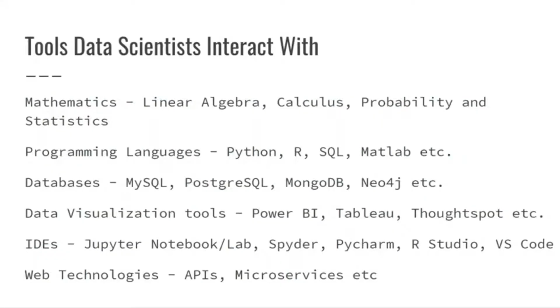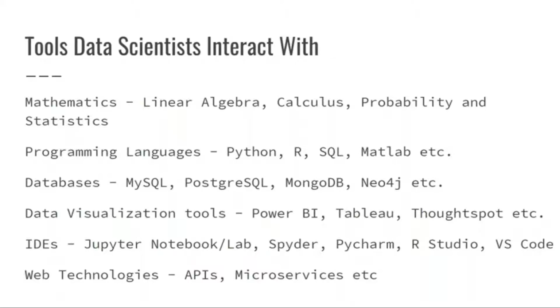So this is, rather, what a data scientist interacts with on a daily basis. Sometimes in general, you're supposed to know a lot of these things. In the case of mathematics, linear algebra, calculus, probability, and statistics are, I think, basic required skills that you need to be able to build your statistical models or mathematical models on top of.